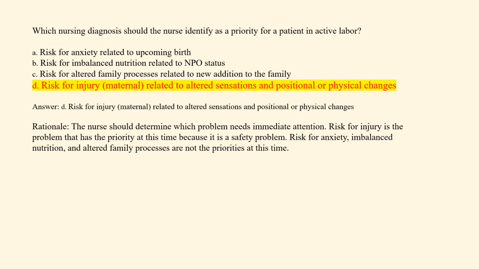Answer: D. Risk for injury, maternal, related to altered sensations and positional or physical changes. Rationale: the nurse should determine which problem needs immediate attention. Risk for injury is the problem that has the priority at this time because it is a safety problem. Risk for anxiety, imbalanced nutrition, and altered family processes are not the priorities at this time.